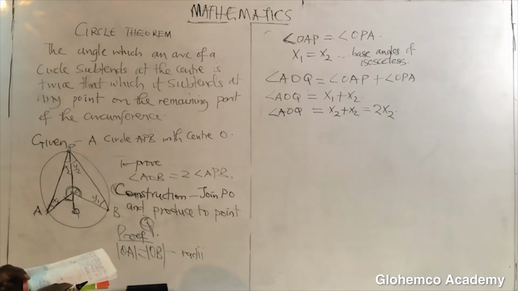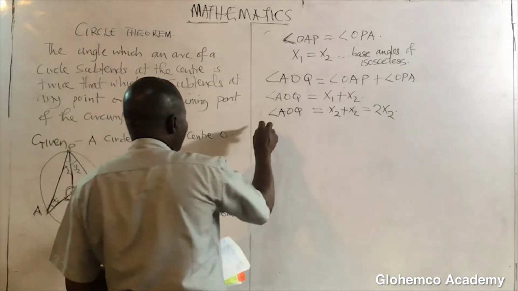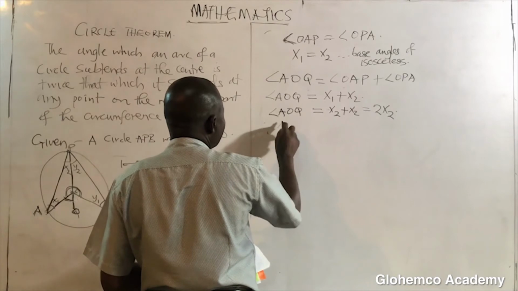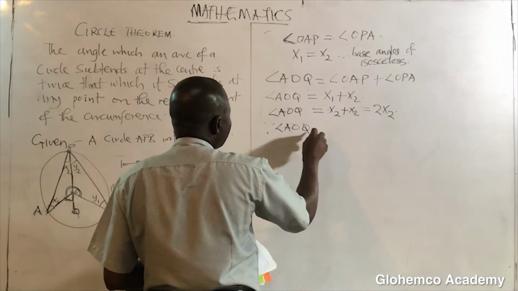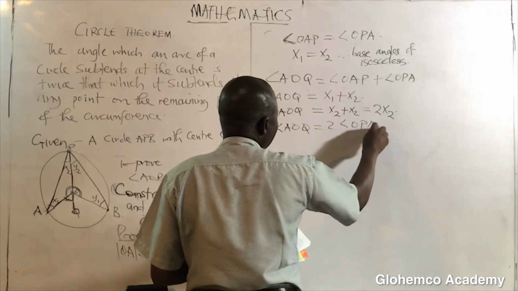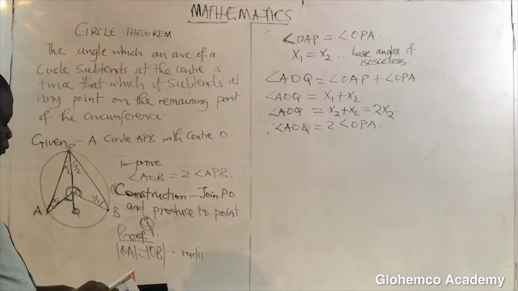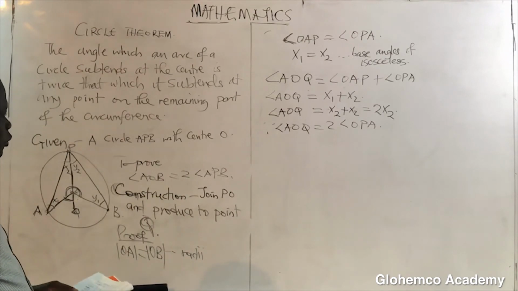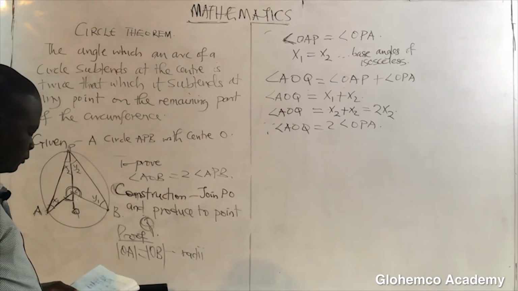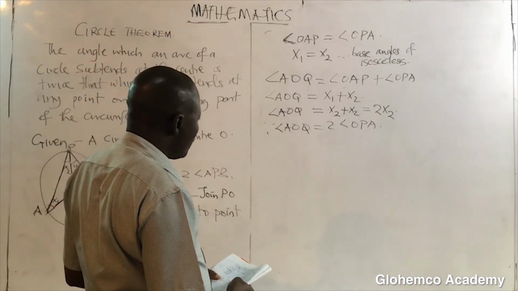Alright? Angle AOQ is equal to, therefore, we say that angle AOQ equals 2 multiplied by angle OPA. 2 multiplied by angle OPA. And that is 2 multiplied by OPA.